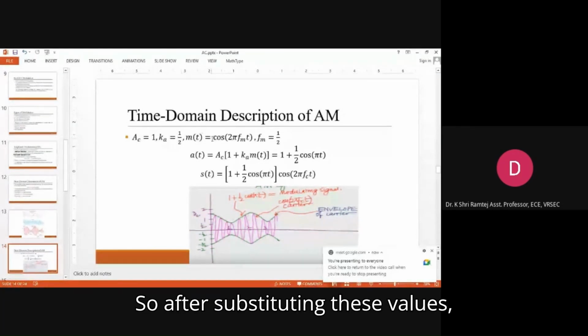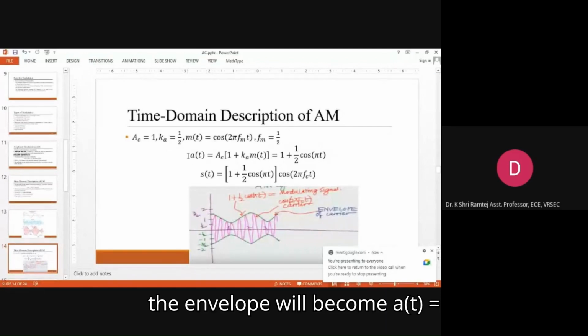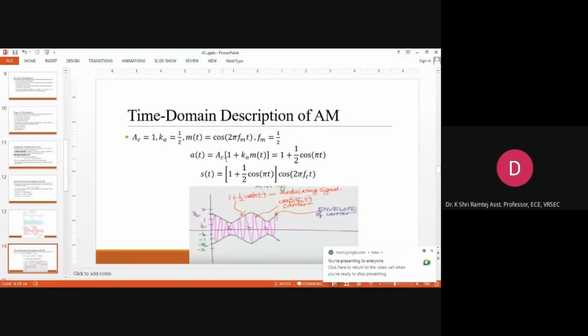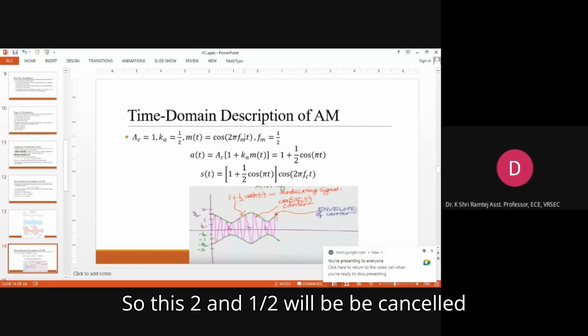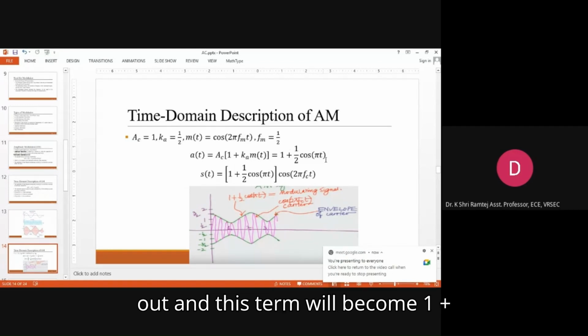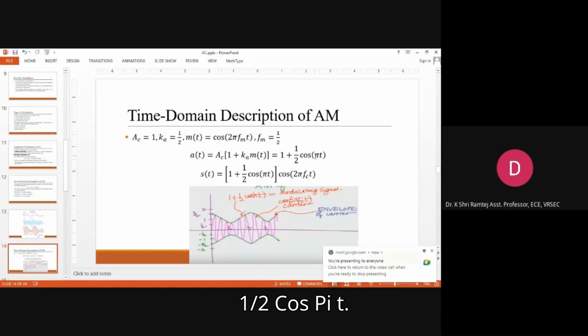So after substituting these values, the envelope will become A(t) equal to Ac into 1 plus Ka m(t). So here Ac value is 1, Ka is equal to 1 by 2, and this cos 2 pi fm t, fm is 1 by 2. So this 2 and 1 by 2 will be cancelled out, and this term will become 1 plus 1 by 2 cos pi t.